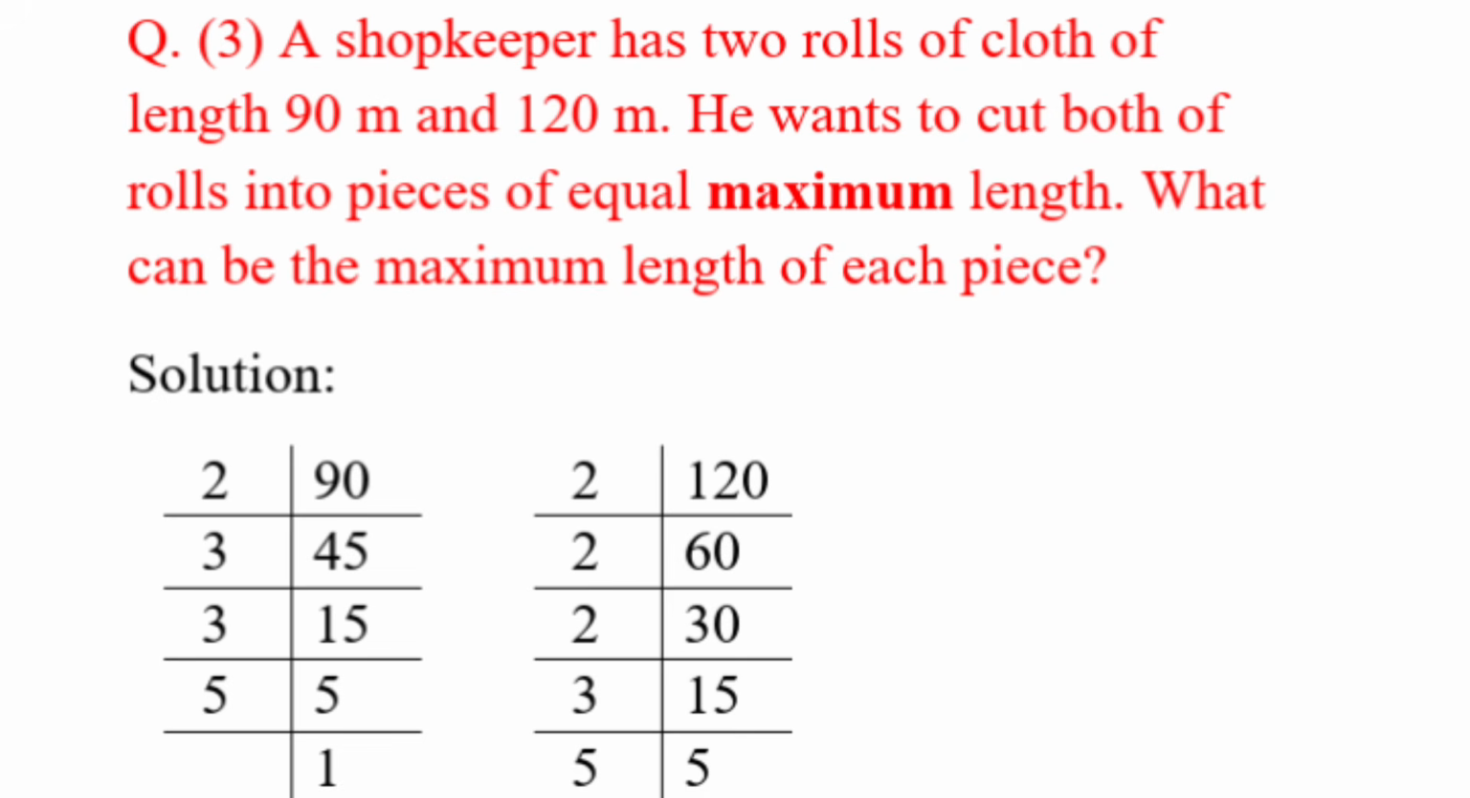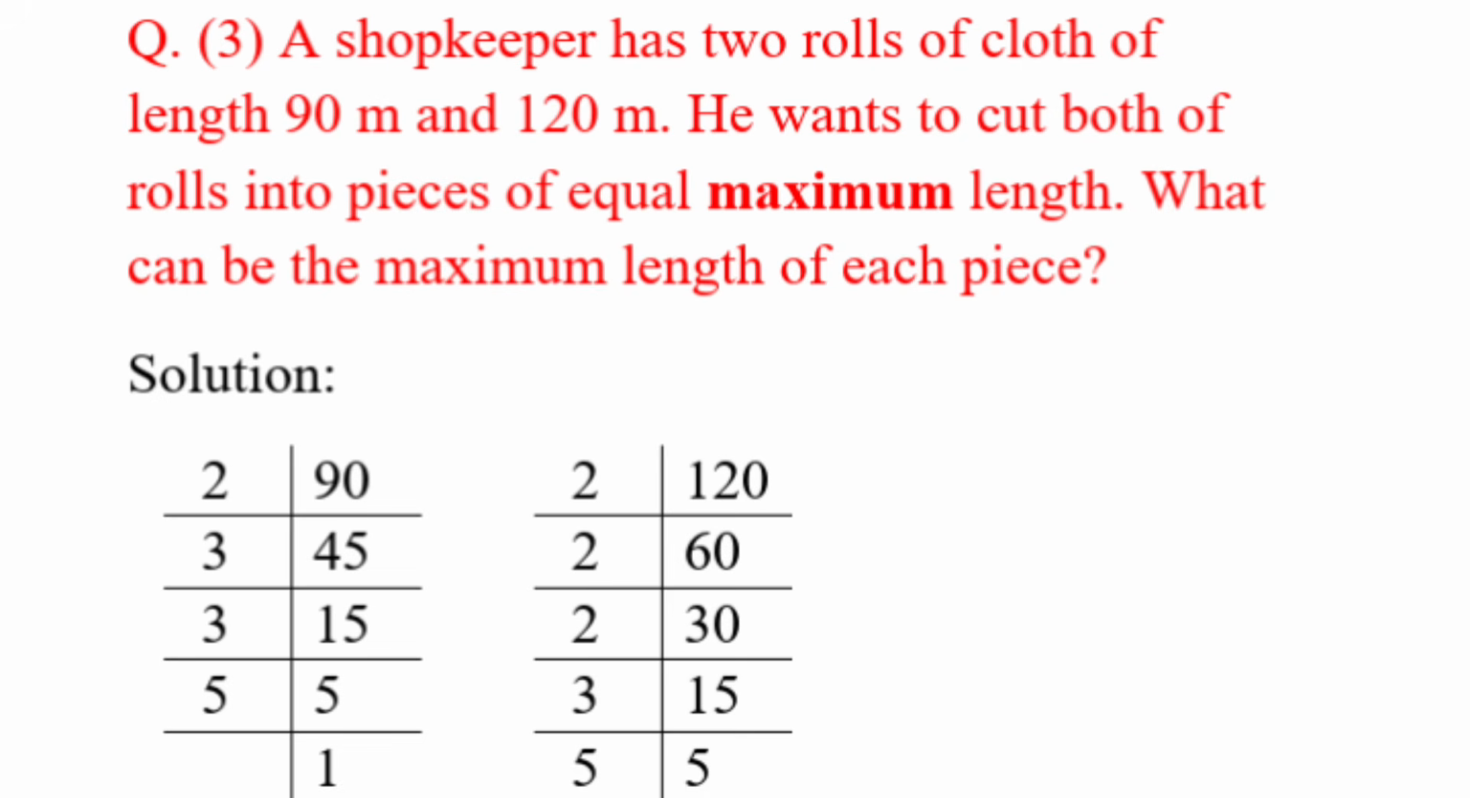Question number 3: a shopkeeper has 2 rolls of cloth of length 90 meters and 120 meters. He wants to cut both of the rolls into pieces of equal maximum length. What can be the maximum length of each piece? So here also the word maximum is used, and hence we will calculate the GCD of 90 and 120.